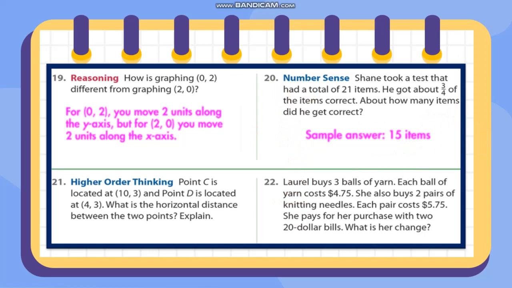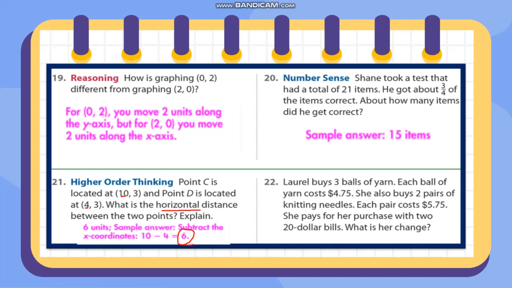Point C is located at (10, 3), and point D is located at (4, 3). What is the horizontal distance between the 2 points? So 6 units. The x-coordinate on the first given ordered pair is 10. We just simply subtract 4, which is the x-coordinate on the second ordered pair, to get the horizontal distance between the 2 points. So we just simply subtract 10 minus 4, so the answer is equivalent to 6.